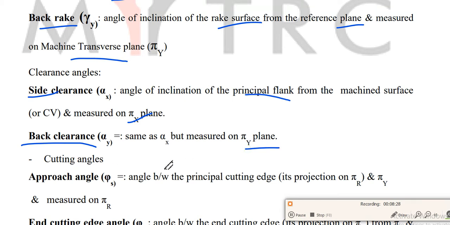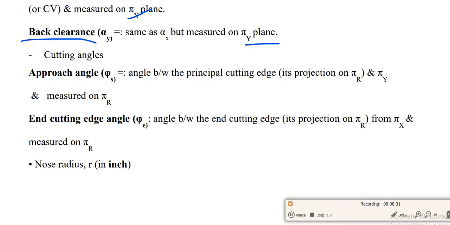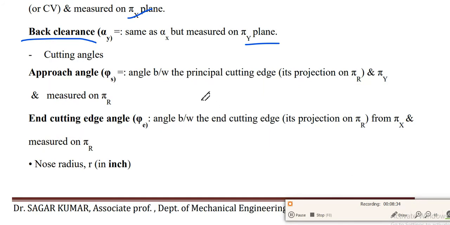Now the cutting angles. There are various cutting angles. First one is the approach angle phi s, that is the angle between the principal cutting edge and its projection on pi r and pi y, and measured on pi r. Now what is the end cutting edge angle? It is denoted by phi, and it is the angle between the end cutting edge and its projection on pi r from pi x, and it will be measured on pi r. Now next one is the nose radius, denoted by r, and the unit of the nose radius should be in inch.